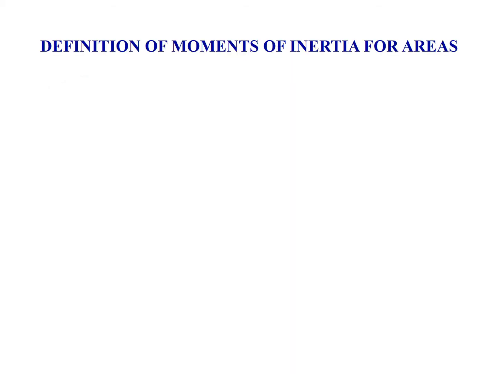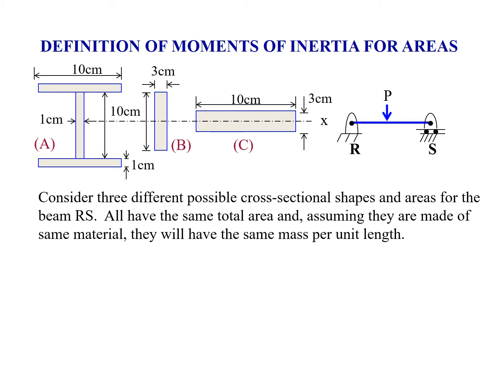The definition of moments of inertia for different areas depends on their shape, so please consider the three different possible cross-sectional shapes shown here on the left, A, B, C. If we were going to make a beam out of each of these different areas and apply it with a pin on the left at R and a roller at S and apply a load P on the beam, if all the beams have the same total area, and assuming they are made of the same material, they'll have the same mass per unit length. So would the deflection be the same for all three beams?